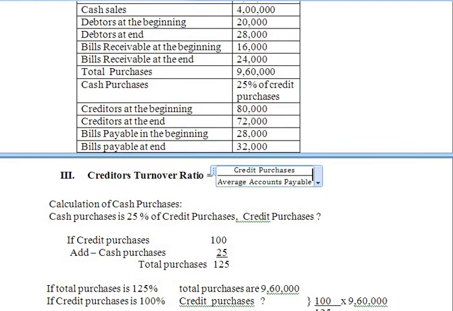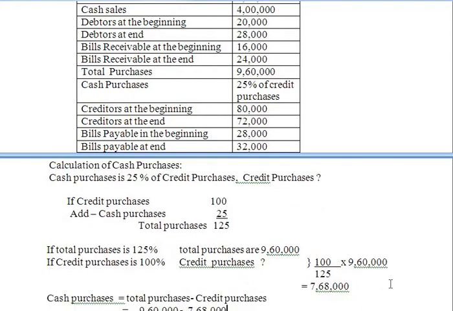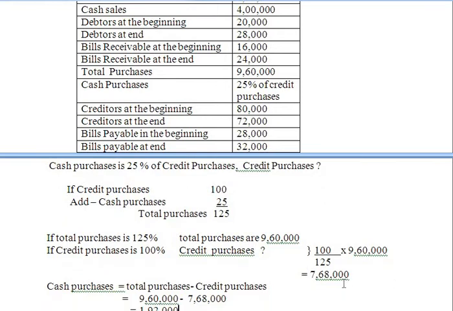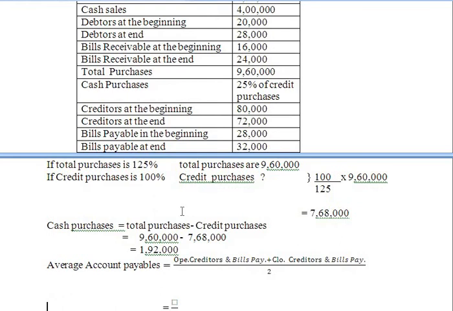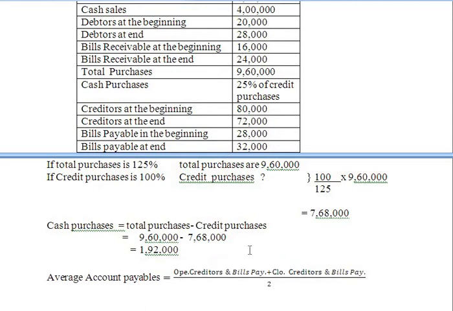And if credit purchases is 100%, how much is the amount? A simple mathematical calculation: 100 divided by 125 into 9,60,000, and we will get the amount of credit purchases. And how can we calculate the amount of cash purchases? Either we can calculate 25% of 7,68,000, or total purchases minus credit purchases. The amount will be the same, 1,92,000. Now we have got the amount of credit purchases.